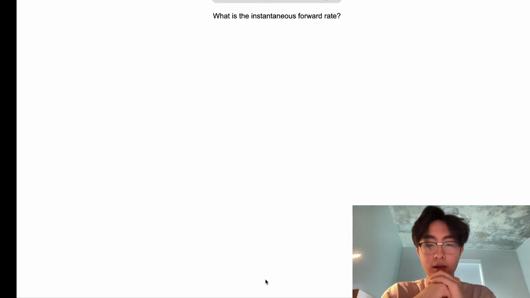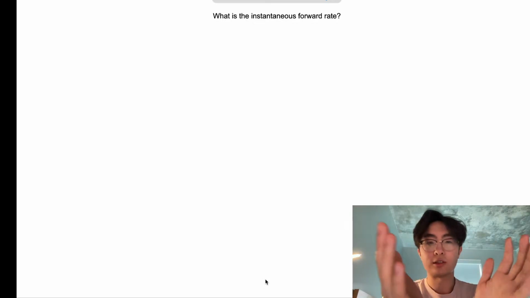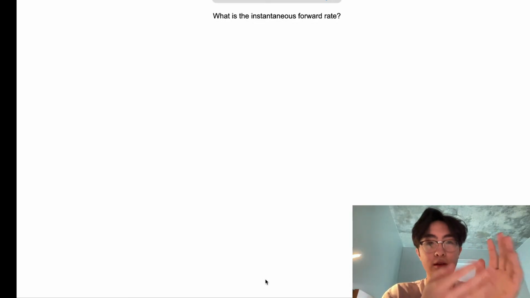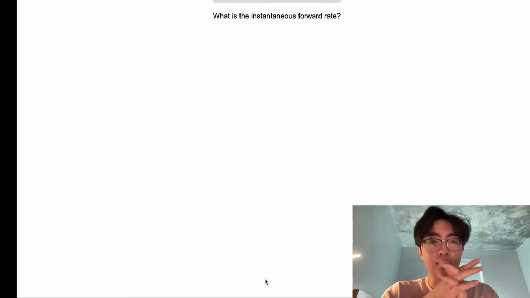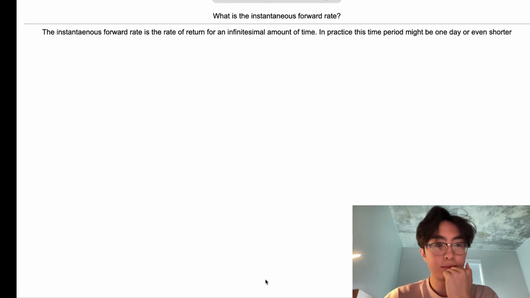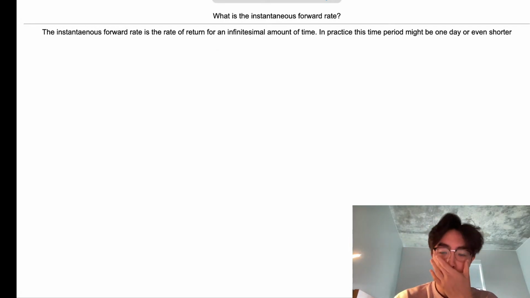Now the instantaneous forward rate is, I think, the idea of instantaneous just means immediately. So this is the immediate forward rate or the immediate future interest rate. And by immediate, maybe it's a day or 2 days from now that you might receive on, let's say, a repurchase agreement or maybe some short-term borrowing. If you were to borrow, let's say, a day from now. It's the rate of return for an infinitesimal amount of time.